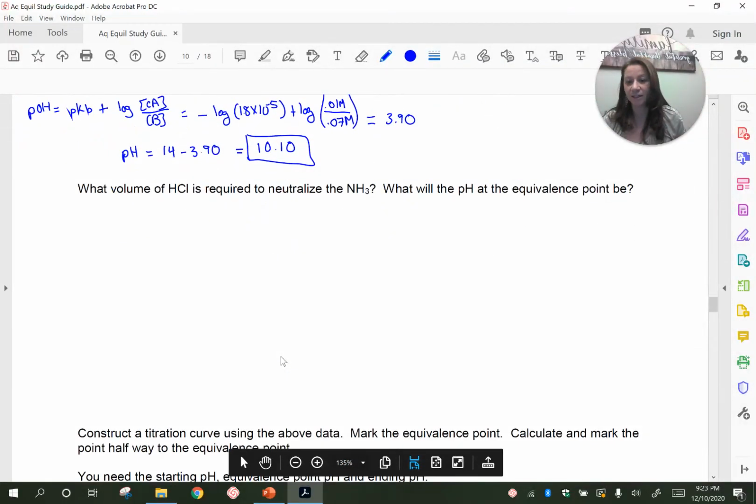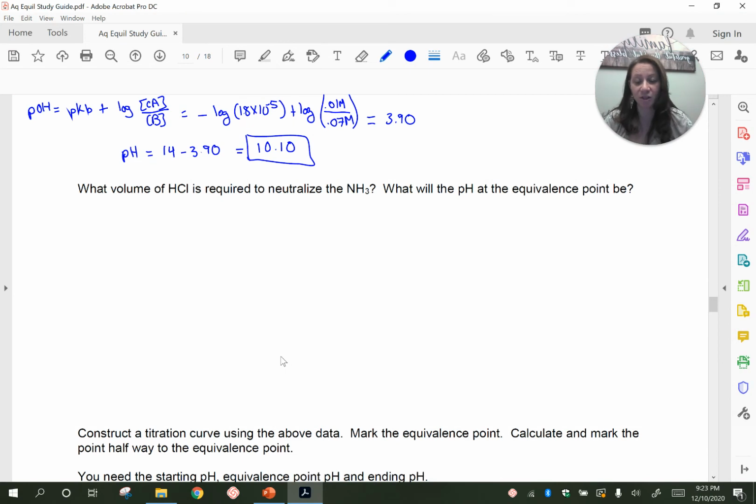So here it's telling us what volume of HCl is required to neutralize the NH3. And what will the pH at the equivalence point be? Normally, they just tell you, hey, we have this certain amount of HCl that we've added, calculate the pH, and that's it. But this time, they're not even giving us the volume. They're telling us to find the volume. But they are telling us that we are at the equivalence point. So what do we do?